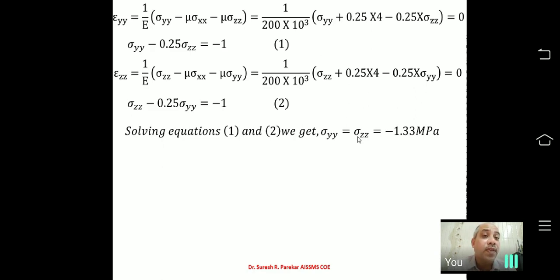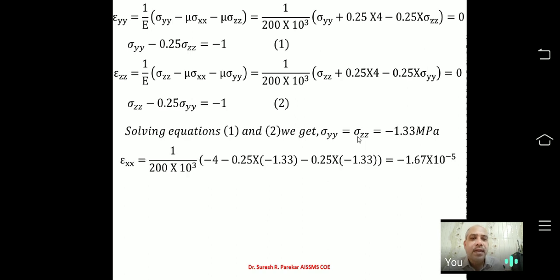Why minus? Because we have considered tensile stresses as positive. So we have these values as minus 1.3333 MPa. So these are compressive stresses. Now you can see epsilon xx. So for epsilon xx we have minus 4 minus 0.25 into minus 1.33 minus 4, and that is also compression. So we have epsilon xx from this. Now we know epsilon yy is 0 and epsilon zz is 0. So we have both values as 0.